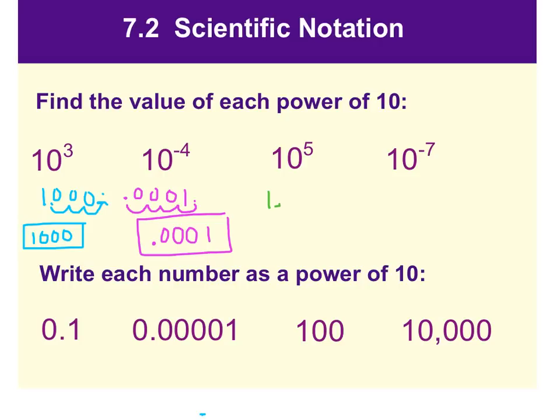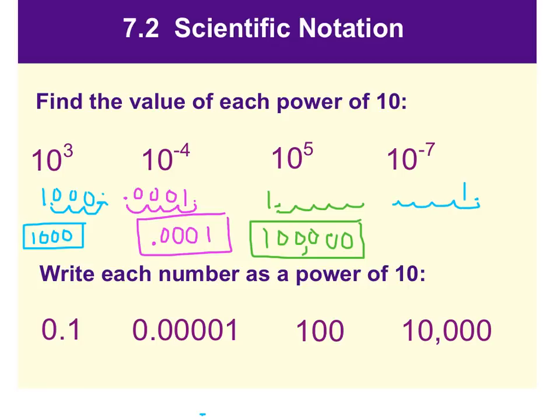So 1, I guess with 1 point. Now 5, positive. Make your number bigger, move it 1, 2, 3, 4, 5. Fill in your zeros. This one's going to have 5 zeros. 1, 2, 3, 4, 5. 100,000. And then last we have 10 to the negative 7. So start with 1. Move your decimal 7 spots to the left to make your number smaller. 1, 2, 3, 4, 5, 6, 7. That's going to be 6 zeros. And then a 1. All right, so when you're finding the value of powers of 10, start with 1 and move your decimal.